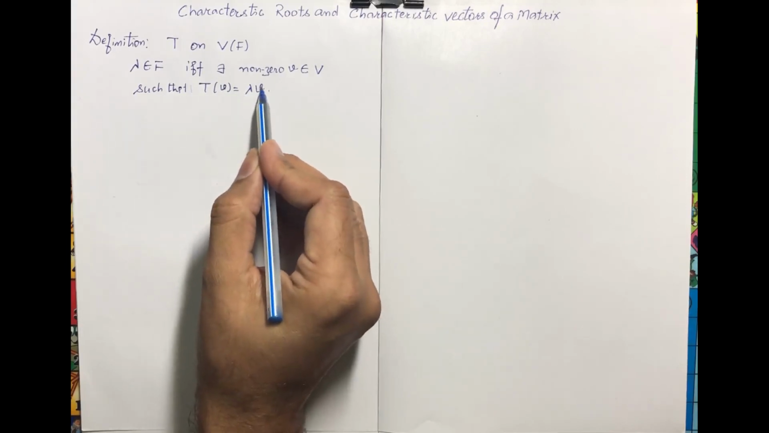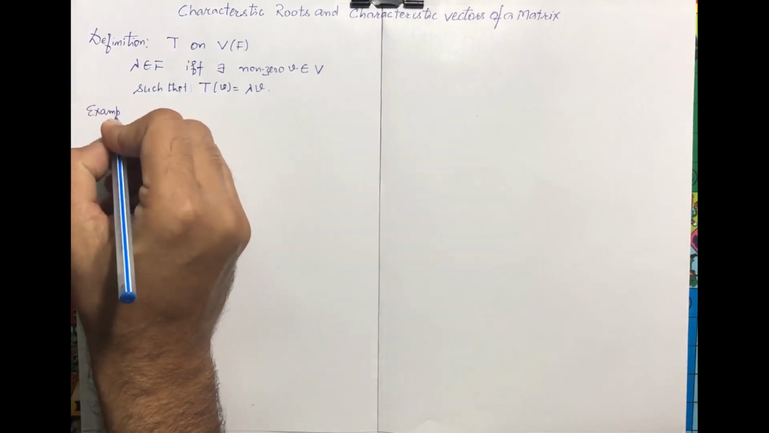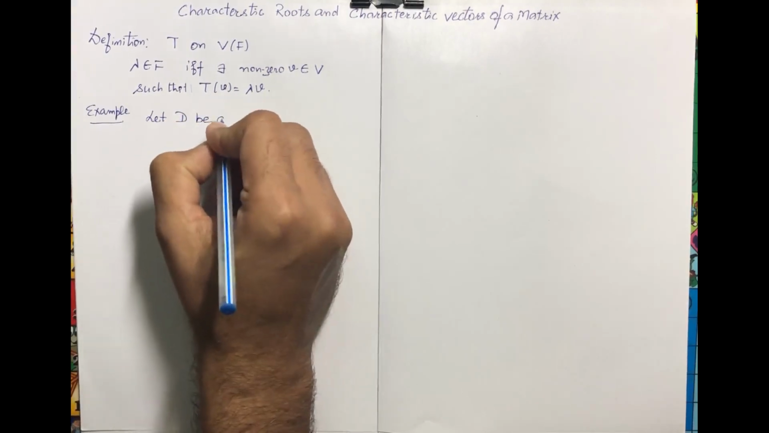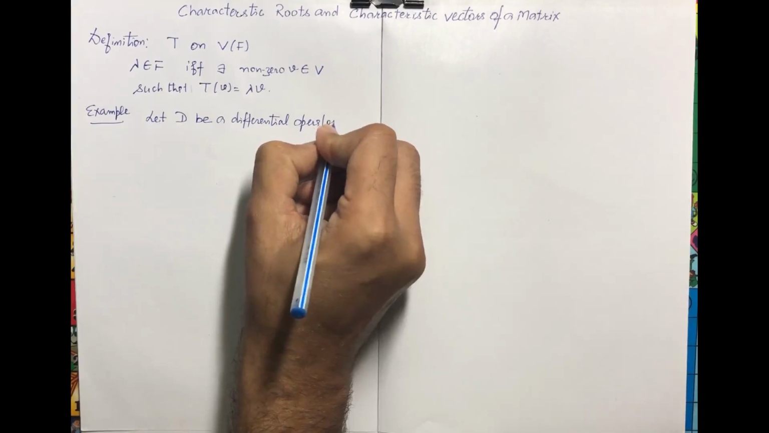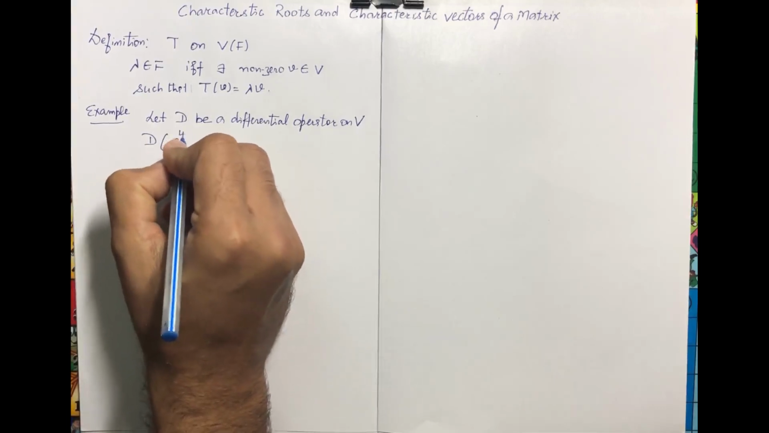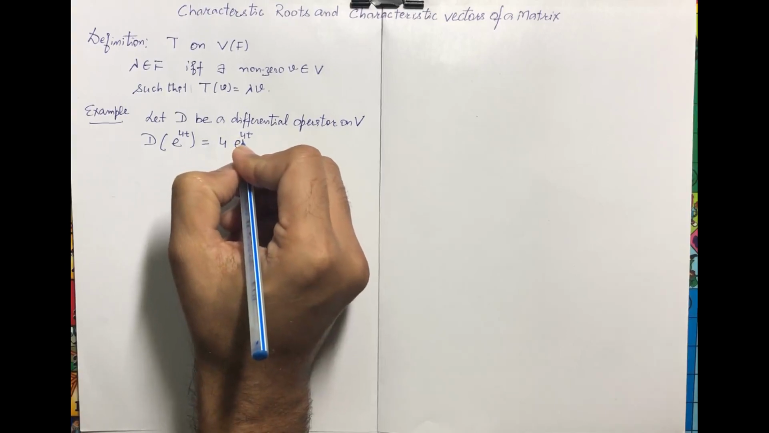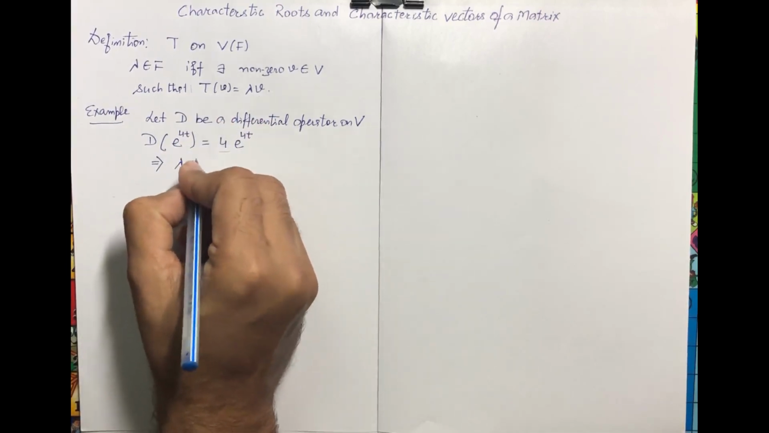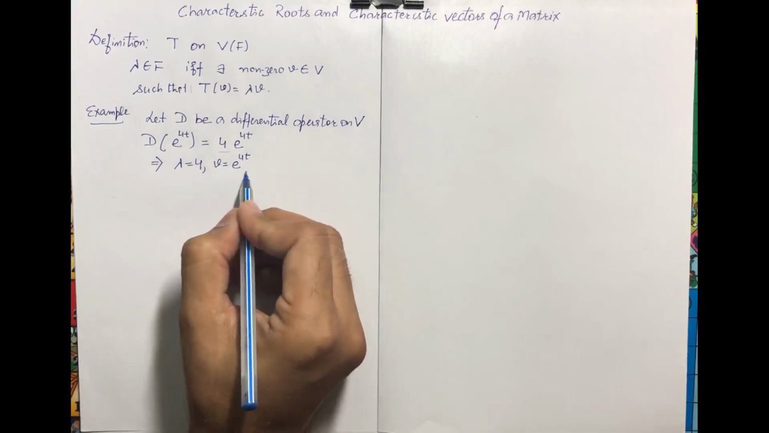Other names are eigenvalue and eigenvector. For example, let D be a differential operator on vector space V, then D(e^(4t)) = 4e^(4t). This implies, when you compare this with the definition, lambda is 4 and v is e^(4t). So the eigenvalue is 4 and the eigenvector is e^(4t).